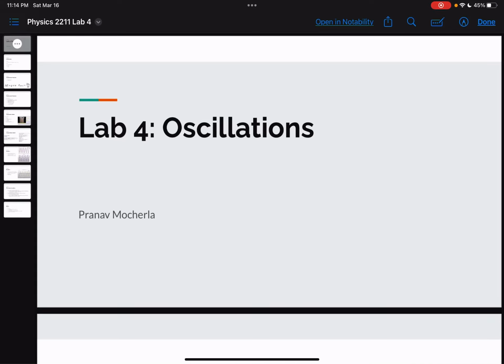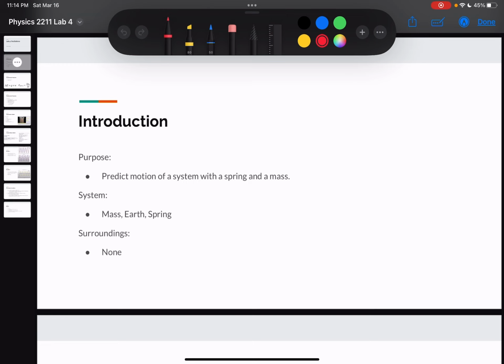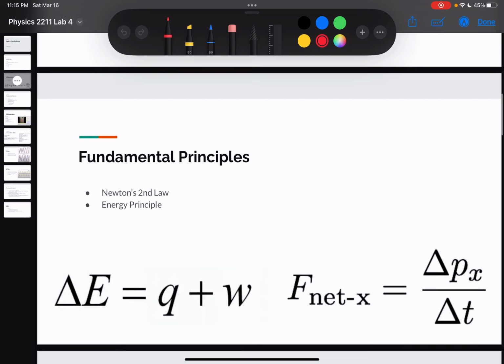This is my lab 4 on oscillations. So the introduction: the purpose of this lab is basically to predict the motion of a system with a spring and a mass, and our system is the mass, Earth, and the spring, and the surroundings will be nothing, basically. So we're going to have delta E equals 0 instead of work, because nothing's going to be doing work because nothing's in the surroundings.